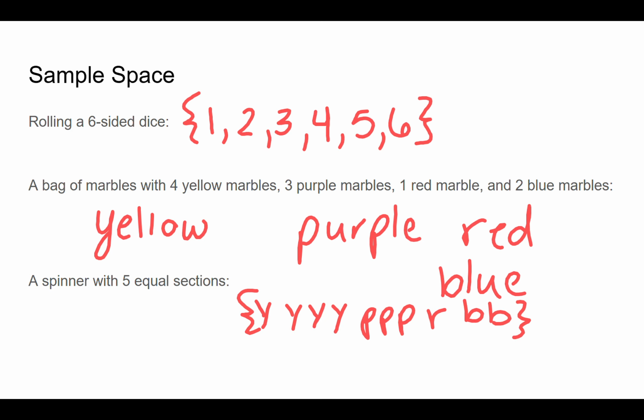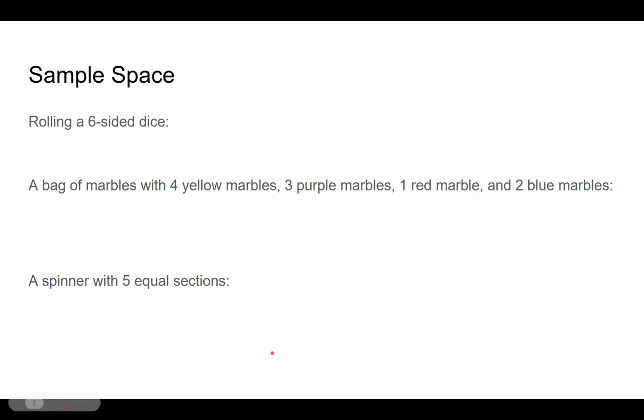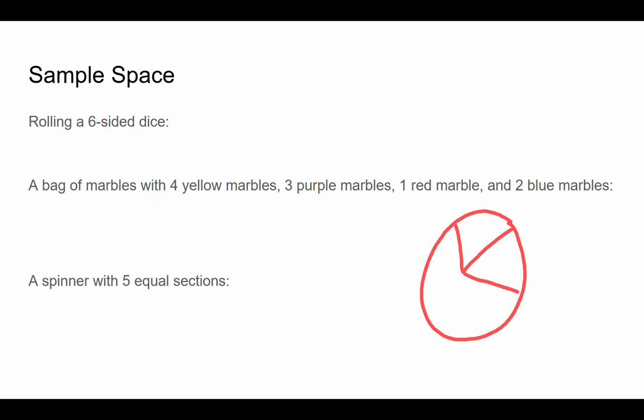Okay, and then lastly, I'm going to go ahead and erase this so that I can have some more space for my spinner here, because we all know my drawing skills. Okay, so a spinner with 5 equal sections. Let me draw that spinner out. It's going to have 5, hopefully equal-ish sections. That's pretty good, okay?